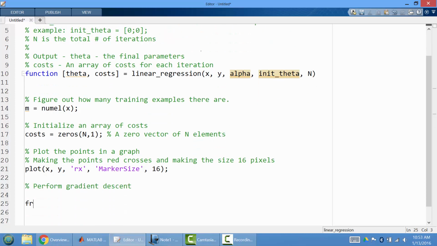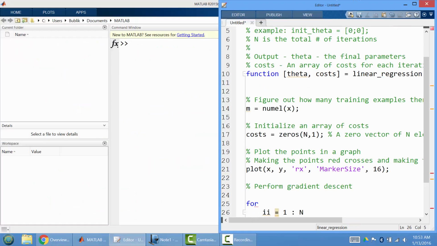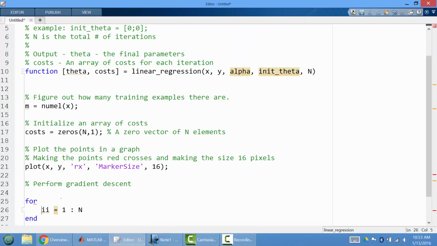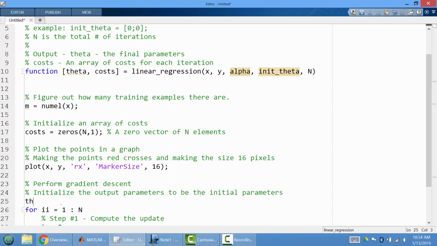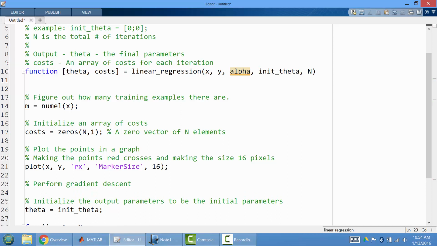You're going to loop over each iteration from 1 up to n. For each iteration, you're going to do the logic that we did before. Step number 1, compute the update. In this case, you have temp 0 equals. Actually, to perform gradient descent, what I need to do here is initialize the output parameters to be the initial parameters for easier updating.